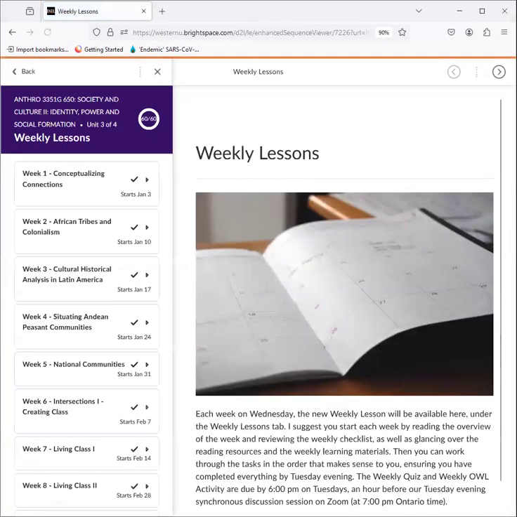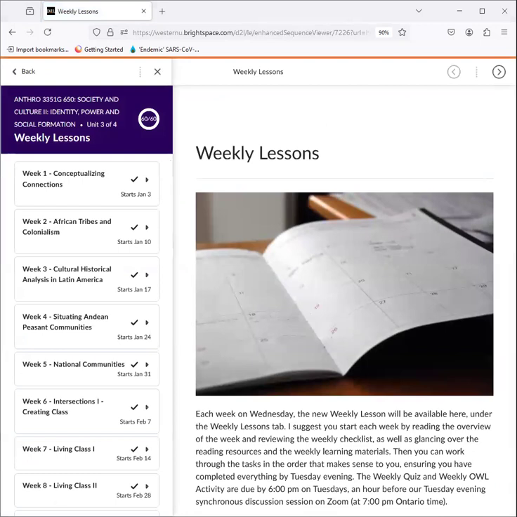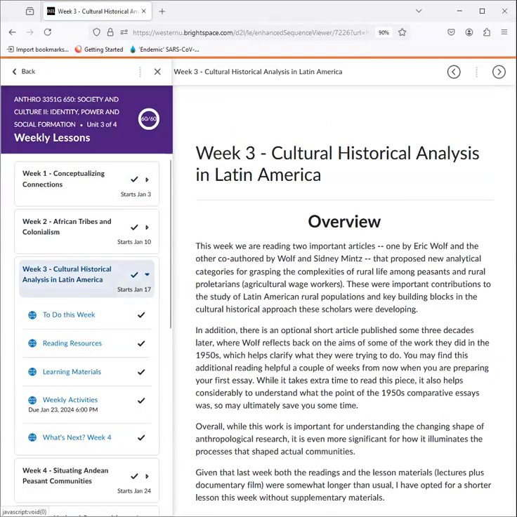And the weekly lessons tab is the place where students spend most of their time. You can see that each weekly page or area is set with a release date. So here's an example of how a weekly lesson looks.